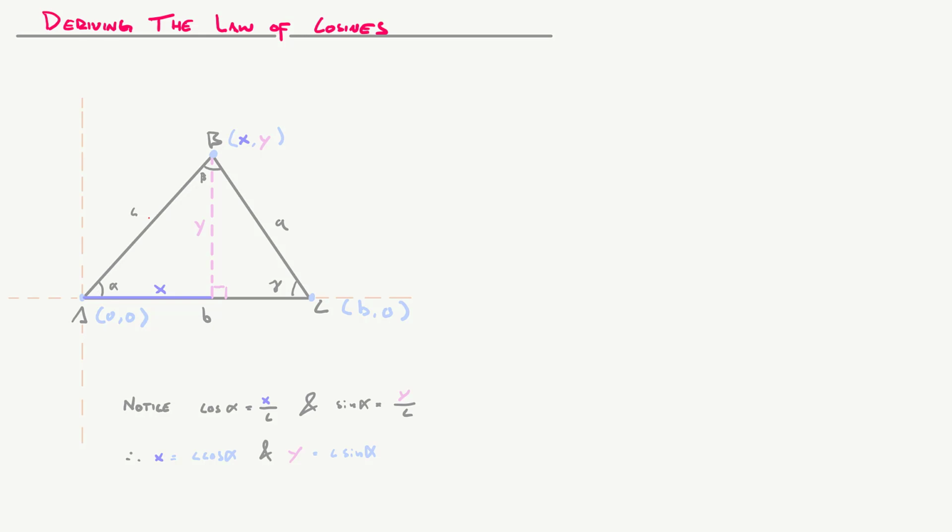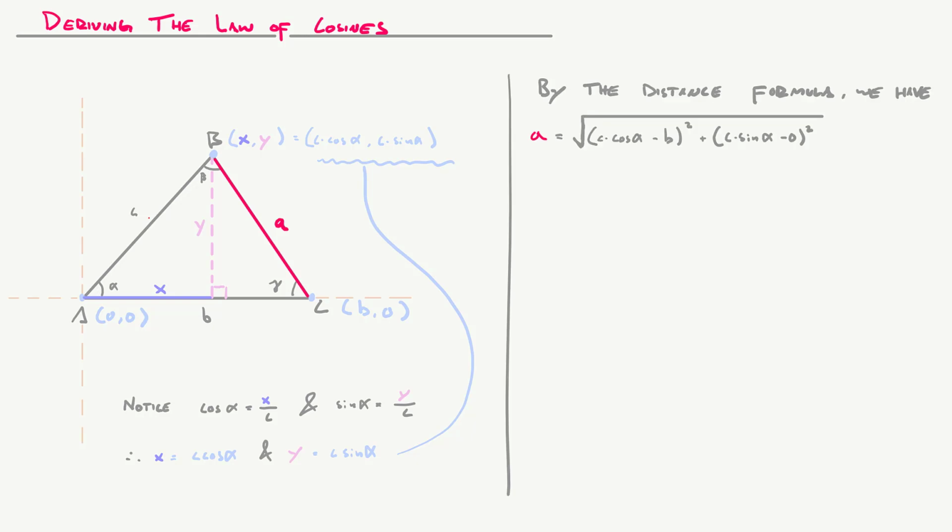So I'm going to replace x and y with those things for the coordinates of B. And I want to find the distance from B to C, which is a. Very similar to our boat example, we need to figure out the distance between the boats. Pretend B is a boat and C is a boat, and we're trying to find the distance between them. So we're going to use the distance formula.